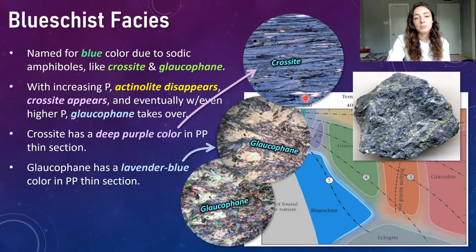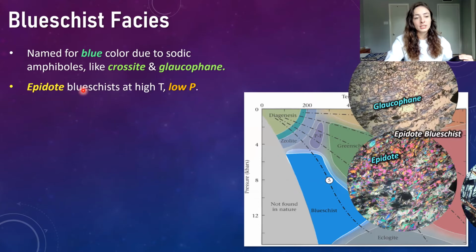And these are plain polarized light and cross polarized light. They're different colors. Remember that cross polarized light brings interference colors into play. But in plain polarized light, apparently crossite is a deep purple color, which I think is more of a deep blue, but I don't know. I'm sure I haven't seen all the samples of crossite, but the pictures I've seen look more deep blue, and the glaucophane looks more light blue rather than lavender blue. But here are the pictures. You can make up your own mind, or find your own rocks that have more purple color. Epidote can also be present in these blueschists.